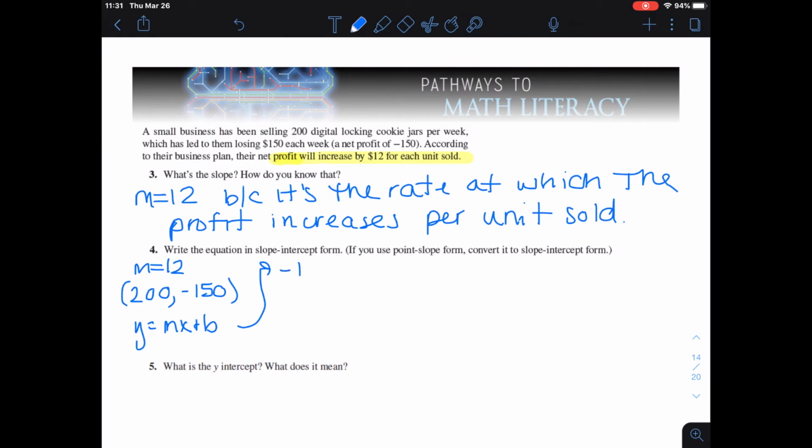The y is negative 150. The slope is 12. And the x value corresponding to negative 150 is 200. And this value of b is unknown, but now we can go ahead and solve for it. So that's negative 150 equals 2400 plus b. So if we go ahead and solve for b, you subtract 2400 from both sides.